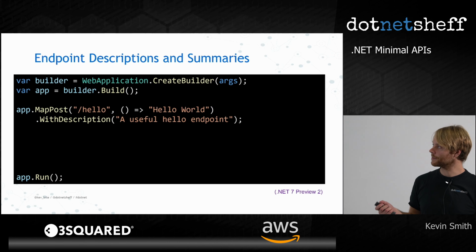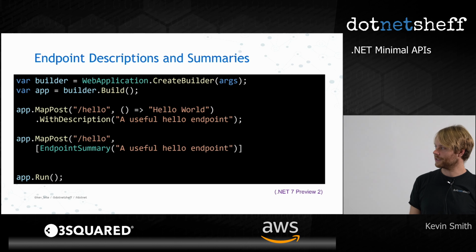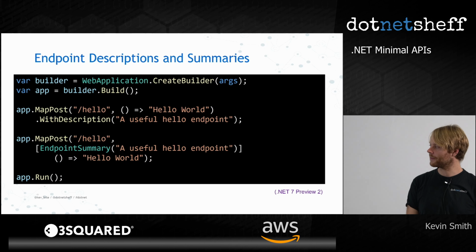We have a bunch more descriptions and summaries. These are useful for Swagger documentation. So you can do a .WithDescription and pass in the description of that endpoint. We can also use the EndpointSummary attribute as well, but I'd rather do the method chaining one to be a bit more fluent.